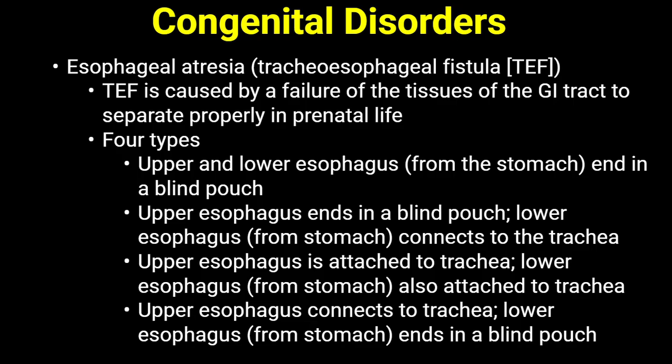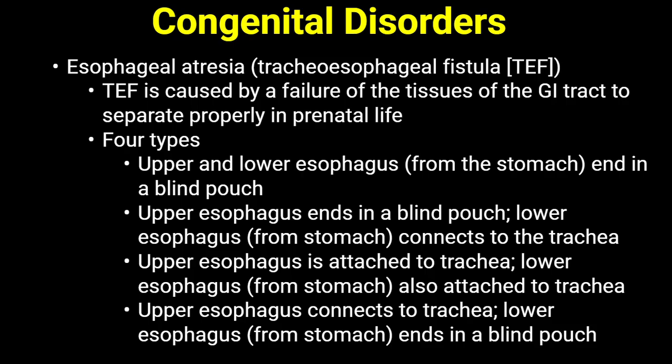The first congenital gastrointestinal disorder we'll discuss is esophageal atresia with or without a tracheoesophageal fistula, or TEF. This condition develops during fetal growth when the esophagus and trachea fail to separate properly. There are 4 anatomical variations, but you do not need to memorize all 4 for the NCLEX. The most common type is esophageal atresia with a distal tracheoesophageal fistula, where the upper esophagus ends in a blind pouch and the lower portion connects abnormally to the trachea.